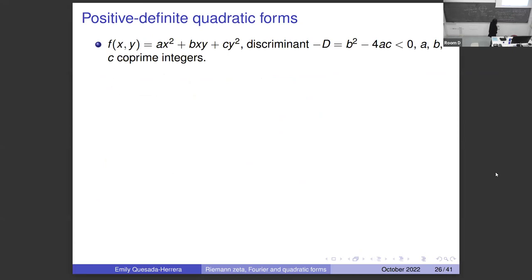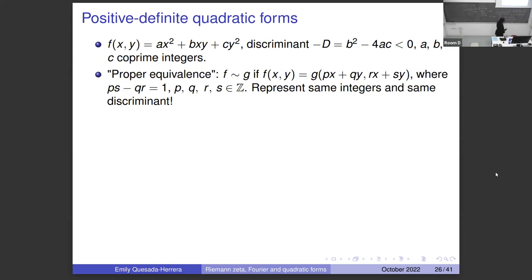So we can try to generalize those ideas, and for that, we consider positive definite quadratic forms, which in this talk are going to be functions of this form. They're going to be in two variables, a, b, and c are integers, and the discriminant is negative. So the discriminant is minus D, and D is a positive parameter. There is a notion of equivalence of quadratic forms, and we say that two quadratic forms are properly equivalent if we can go from one to the other by a linear change of variables over the integers with determinant one. So this means that this transformation is invertible, so they must represent the same integers and they have the same discriminants. So that's why we consider them to be equivalent.